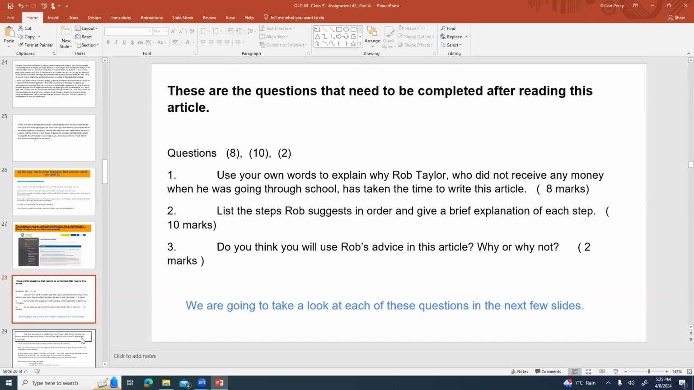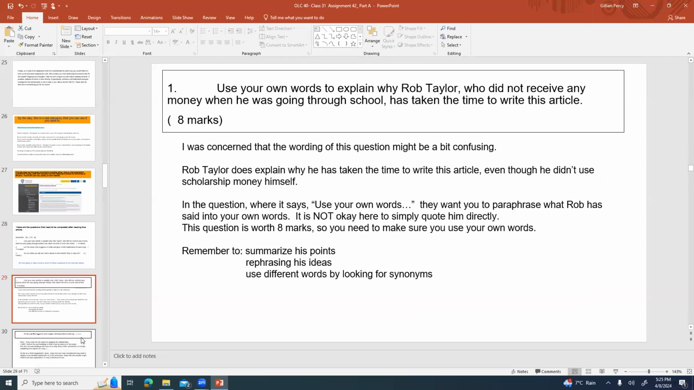Okay, so we're going to break these down and look at each question in more detail. Number 1, use your own words to explain why Rob Taylor, who did not receive any money when he was going through school, has taken the time to write this article. I was concerned that the wording of this question might be a bit confusing. Rob Taylor does explain why he's taken the time to write this article, even though he didn't use scholarship money himself. So where it says use your own words, they want you to paraphrase what Rob has said into your own words. They don't want you to quote him directly, and they don't want you to just make anything up.